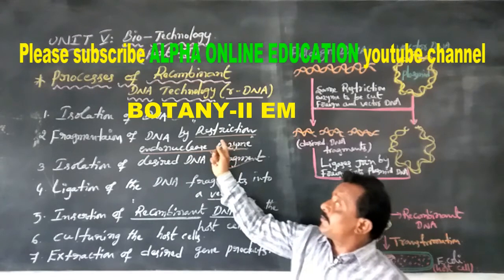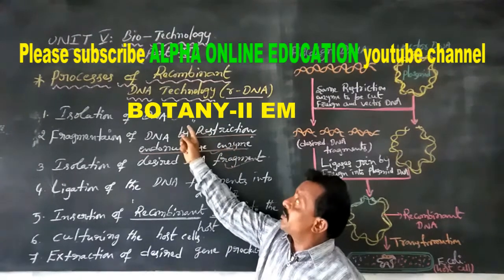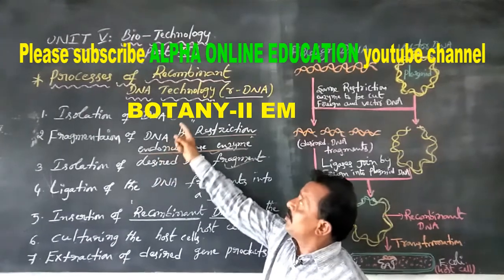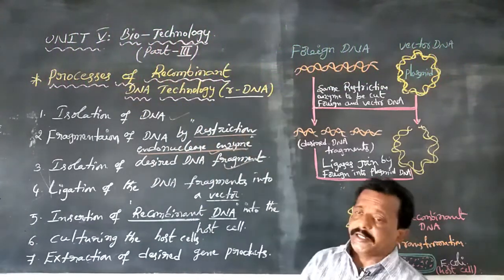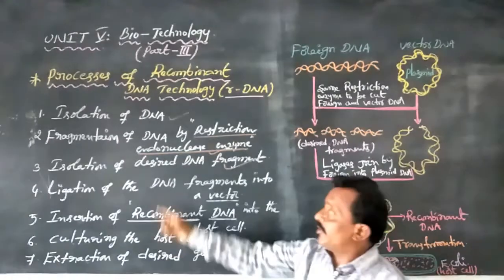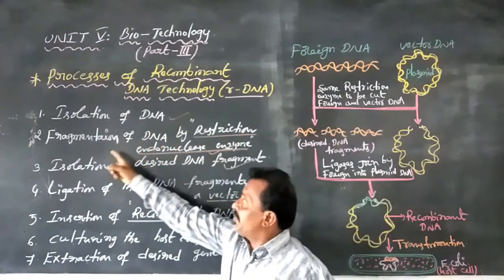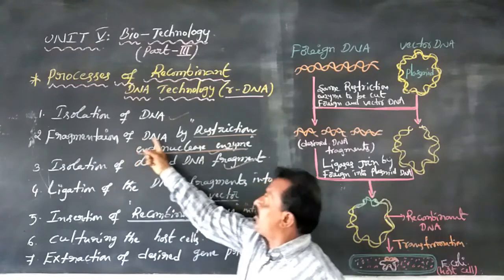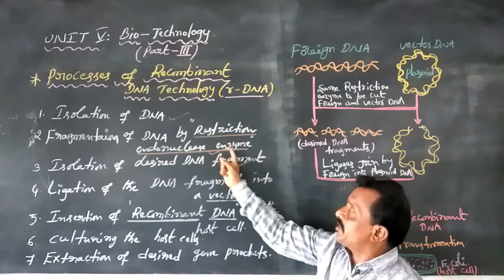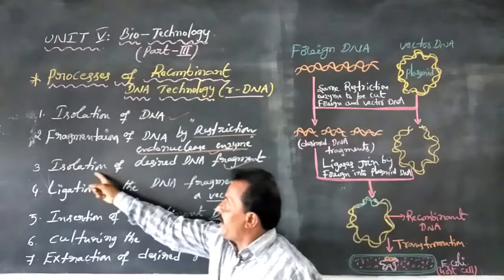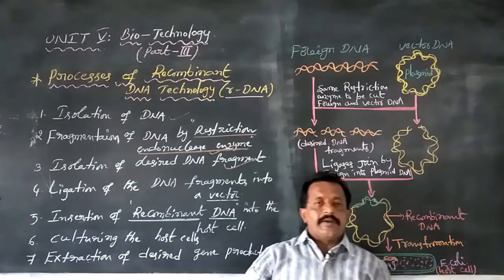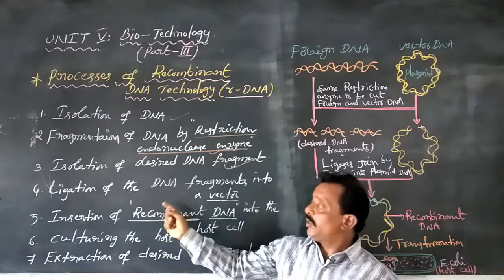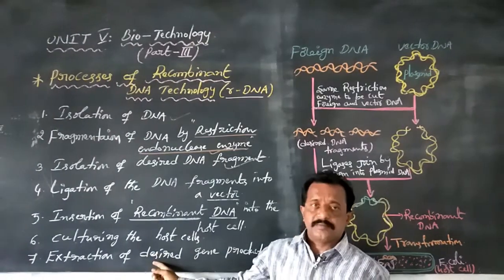Dear students, in previous classes we discussed three steps in the process of recombinant DNA technology, or rDNA technology. First step is isolation of DNA, second step is fragmentation of DNA by restriction endonuclease enzyme, third step is isolation of desired DNA fragment. Today we are going to discuss the remaining four steps.